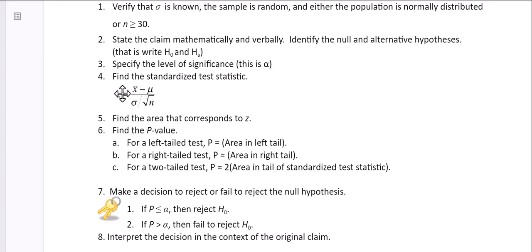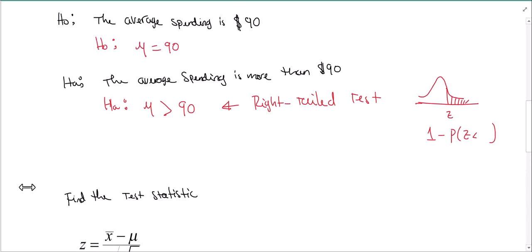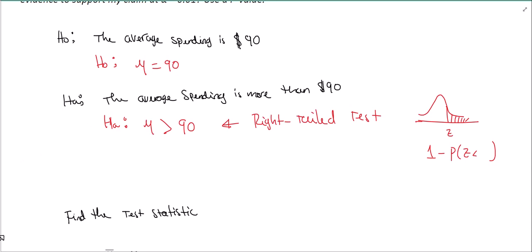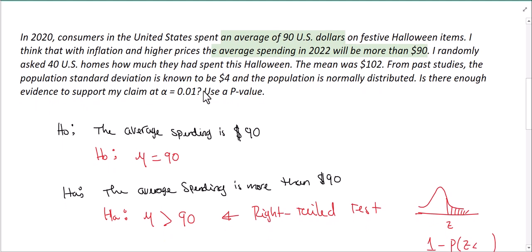So our test statistic is Z equals X bar minus mu over the population standard deviation sigma divided by the square root of n. So let's do that. To find the test statistic, we need to know our X bar and mu. Well, we know mu based on our hypotheses. We have said mu is 90. So what's X bar? Let's read the problem again.